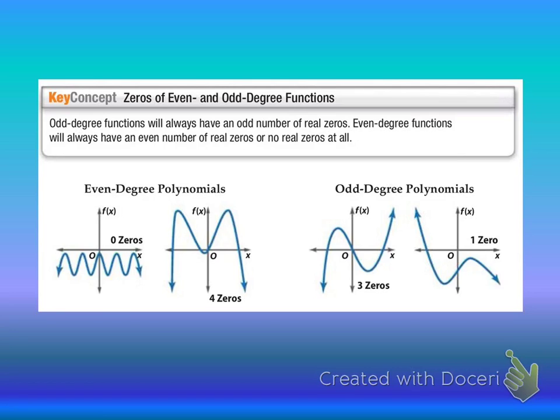Last topic before we do an example and kind of sum this whole thing up are the zeros. Zeros of even and odd degree functions. Okay, now think back to chapter 4. What are zeros? Zeros, not zero. We did two words in chapter 4. One was roots, the other was zeros. Roots were your equation answers. It has to equal 0. Zeros are where you cross the x-axis.